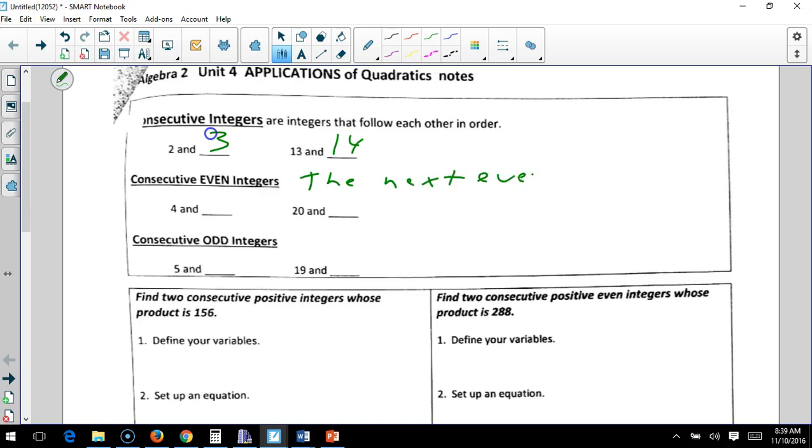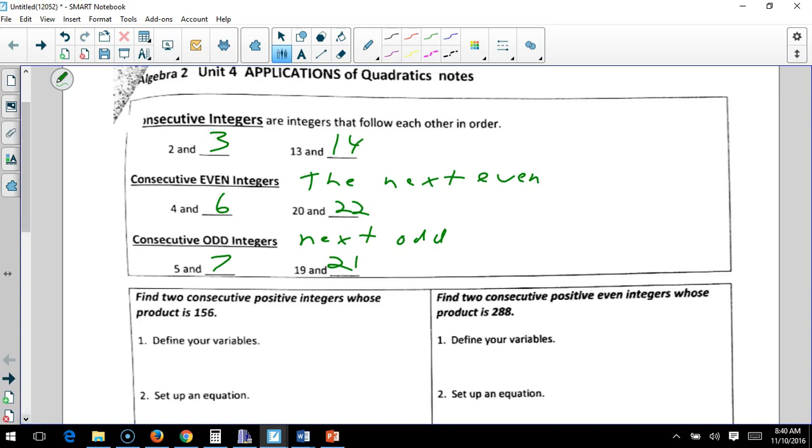So write that in. The next even integer. So the next even integer after 4 would be 6. The next even one after 20 is 22. Consequently, consecutive odd would be the next odd. So the next odd number after 5 is 7, and the next one after 19 is 21.